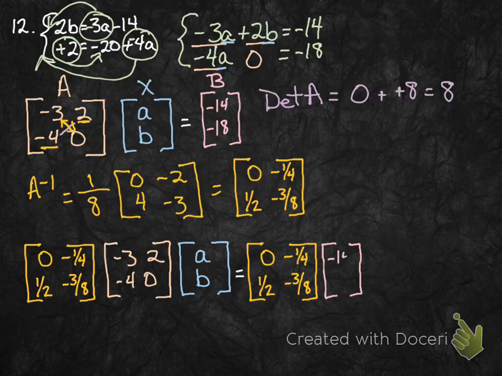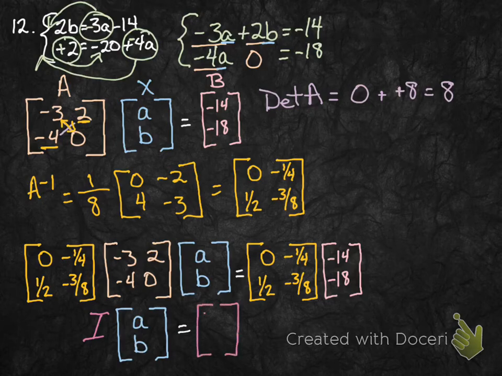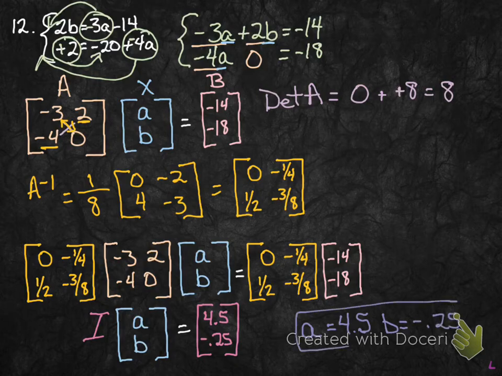We end up with the inverse times A is our identity matrix. And we end up with 4.5, -0.25. So A is 4.5 and B is -0.25. So -1/4.